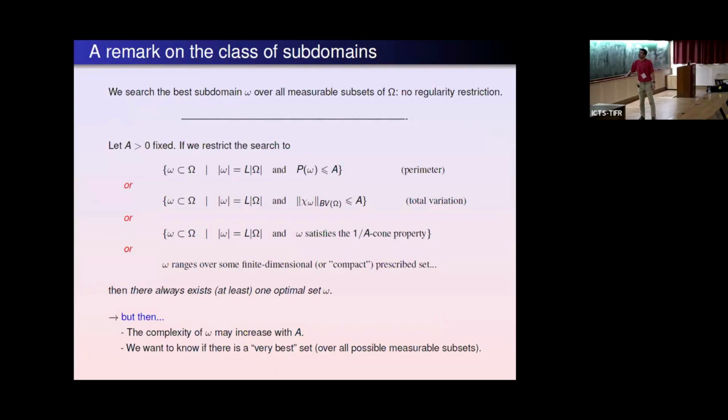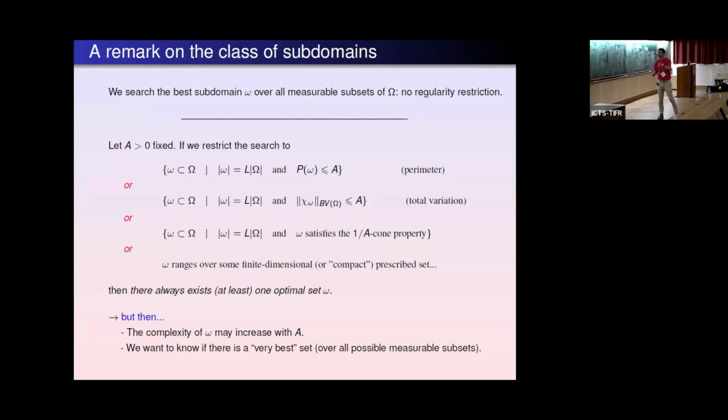Another remark: one of the main problems that we will have to deal with is that we have no compactness in the set of unknowns. Instead, if you had some reasonable assumptions on the subset omega, such as finite perimeter, or finite total variation, or some regularity properties, or if it ranged over some finite dimensional subspace, meaning you have only a finite number of parameters on which you can act, in all such cases you would get a compact set of possible unknowns. And in that case, you would immediately obtain existence of an optimal set.